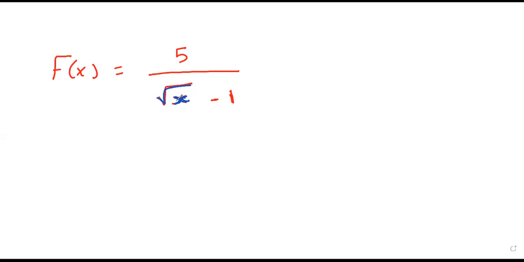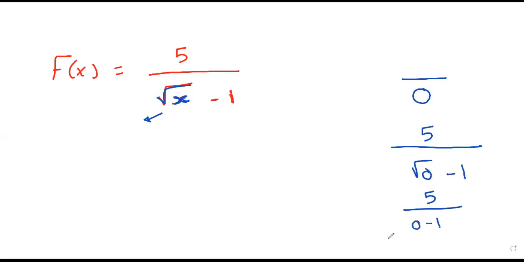Some students get confused and say, we couldn't find the value of the square root of 0 in the denominator. Yes, I know we couldn't put 0 in the denominator, but in this case, for this square root, we can find the square root of 0. Let's try it: 5 over the square root of 0 minus 1 is 5 over 0 minus 1, which equals 5 over minus 1. So there is no problem in finding the square root of 0. Do you know why? Because we have minus 1 next to it.